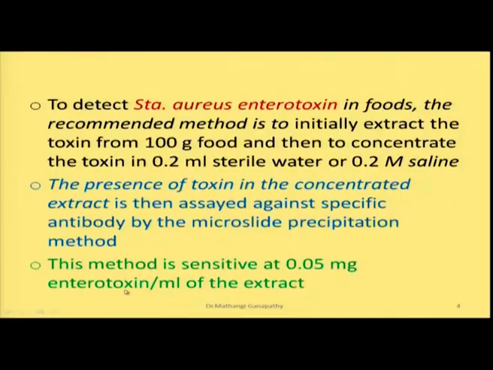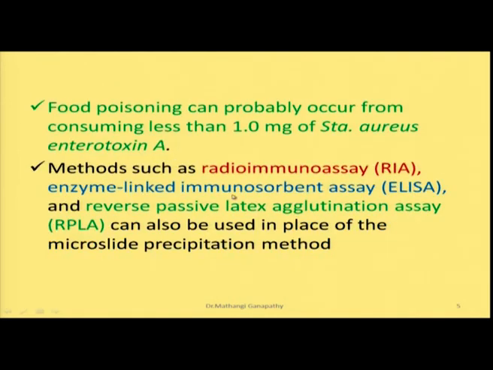So this is a typical immunological method, and this method is sensitive to 0.05 milligram of enterotoxin per ml of the extract. In the case of Staphylococcus aureus, food poisoning can probably occur from consuming toxin less than 1 milligram. So if, for example, you isolated 0.5 milligram from 100 grams of food, it means that the concentration of the toxin in the food is very high, because the presence of 1 milligram is enough to cause food poisoning. So the level of toxin here becomes very important.